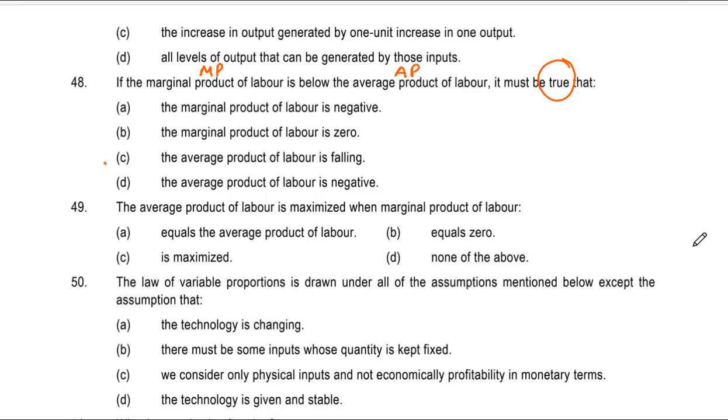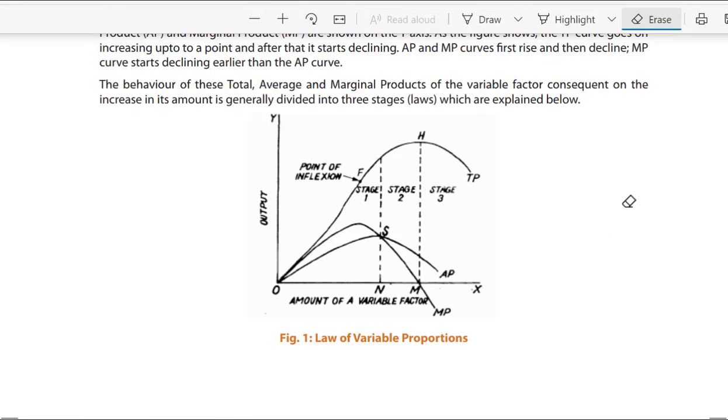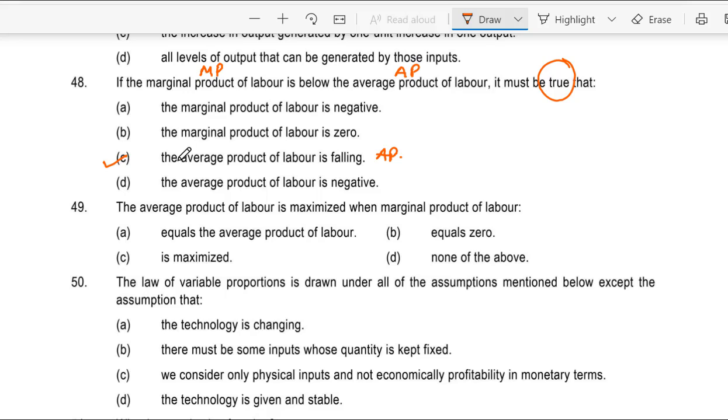So students, over here we can say that the average product of labor is falling. Just see this diagram properly. Over here the marginal product is falling. The average product is also falling, but marginal product is below the average product. And if marginal product is below the average product, the marginal product will fall, but average product will not touch the x-axis. I believe you understood. So we can say that 48C, the average product of labor is falling.